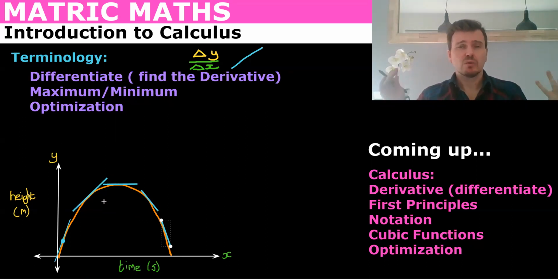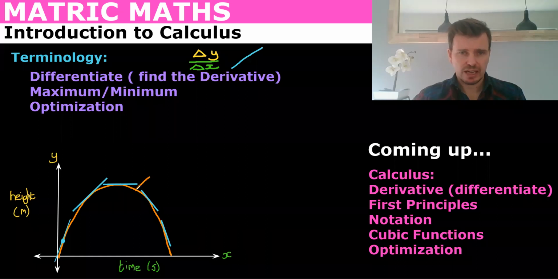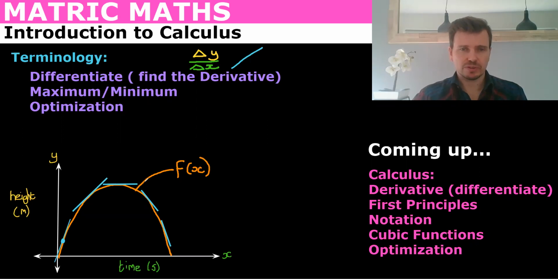But we don't have time to just keep drawing tangents. That would take forever. So how does calculus help? Well, calculus allows us to calculate an equation for the slope. What do I mean by that? I mean that if we were to call this f of x, in other words, the function is called f of x.